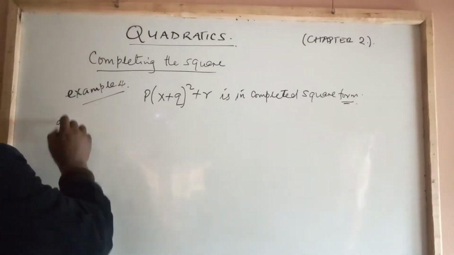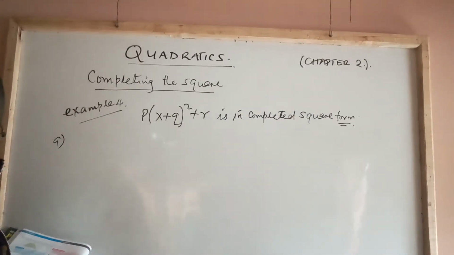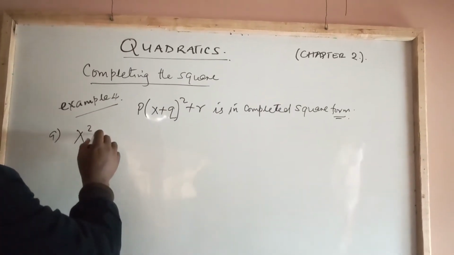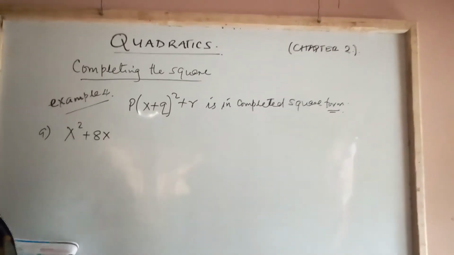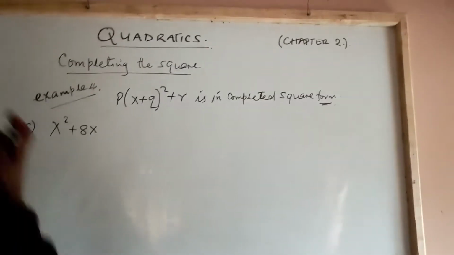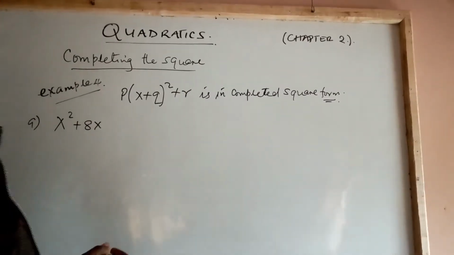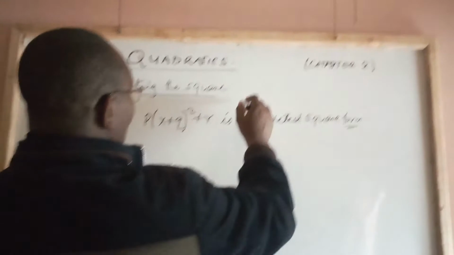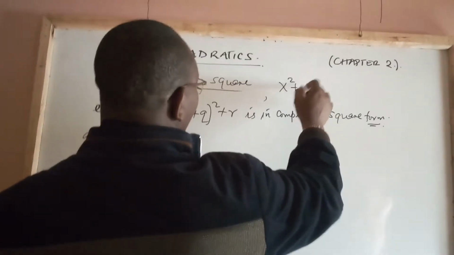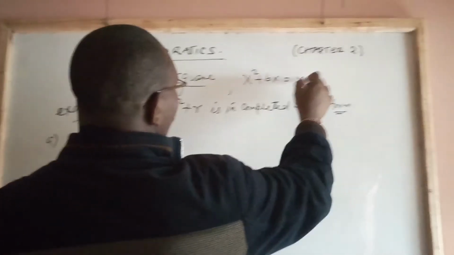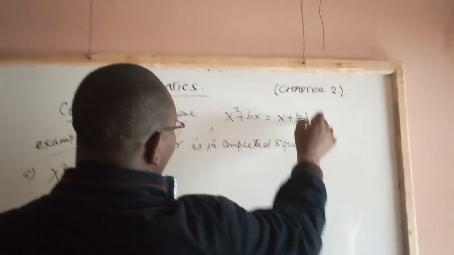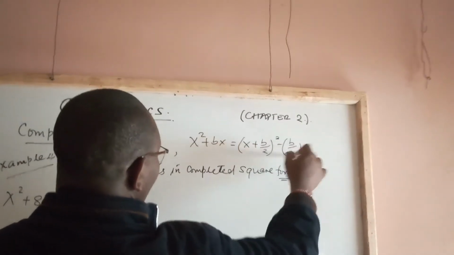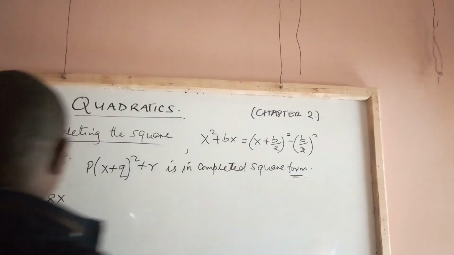Let's look at example 4, part A, which says complete the square for the expression x squared plus 8x. The general method, we have had in the previous video, is that when we have x squared plus bx, this is the same as (x plus b over 2) squared minus (b over 2) squared. We have understood this in the previous video.